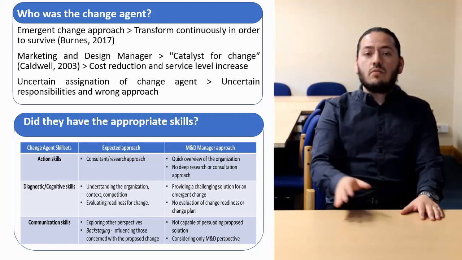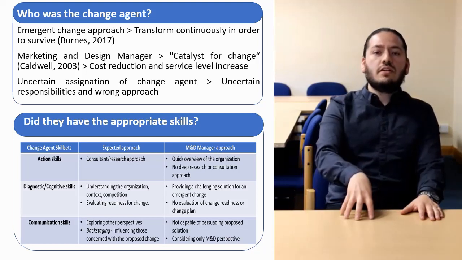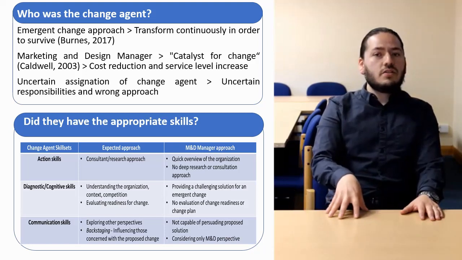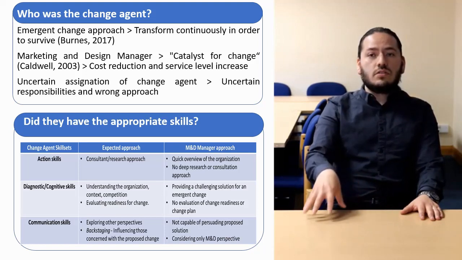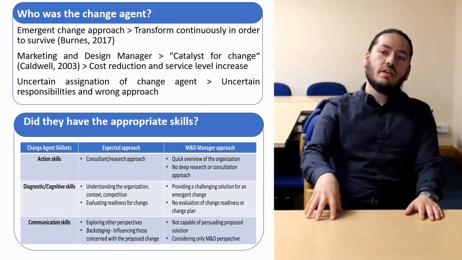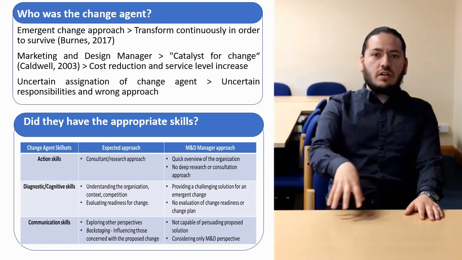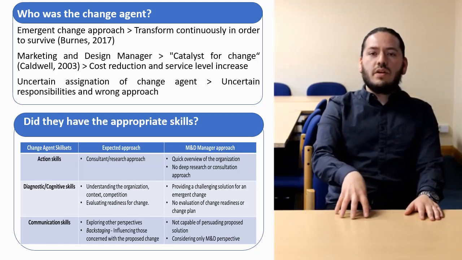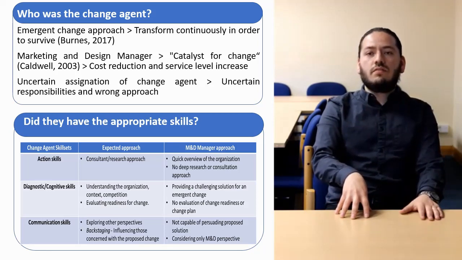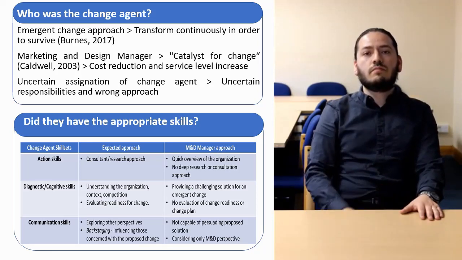Finally, regarding communication skills, the marketing and design manager did not evaluate or consider other perspectives or persuade others to share his proposed solution. This relates to coalition building, a core competence, which is essential for effective management of change.